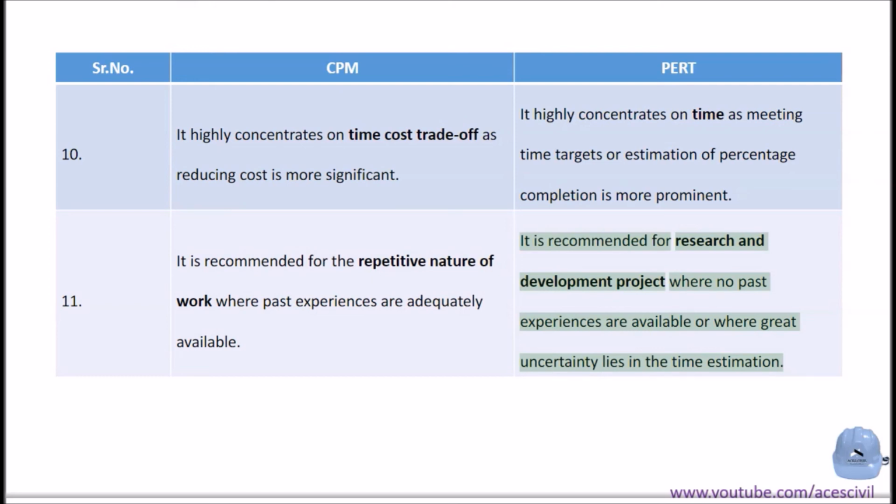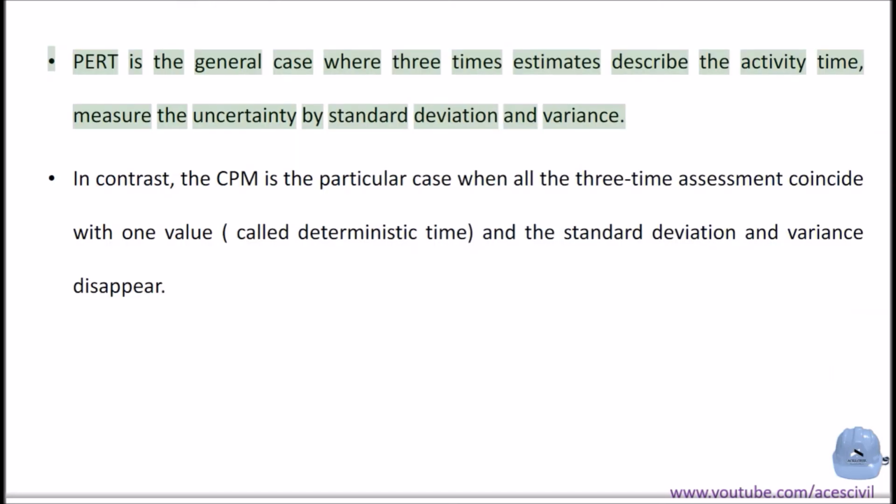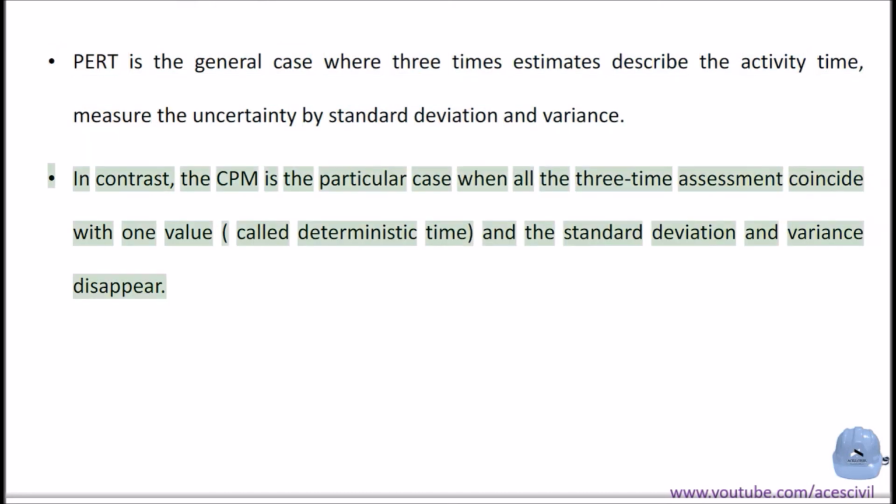PERT is the general case, where three time estimates describe the activity time, and the uncertainty is measured by standard deviation and variance. In contrast, CPM is the particular case when all the three time assessments coincide with one value, called deterministic time, and the standard deviation and variance disappear.